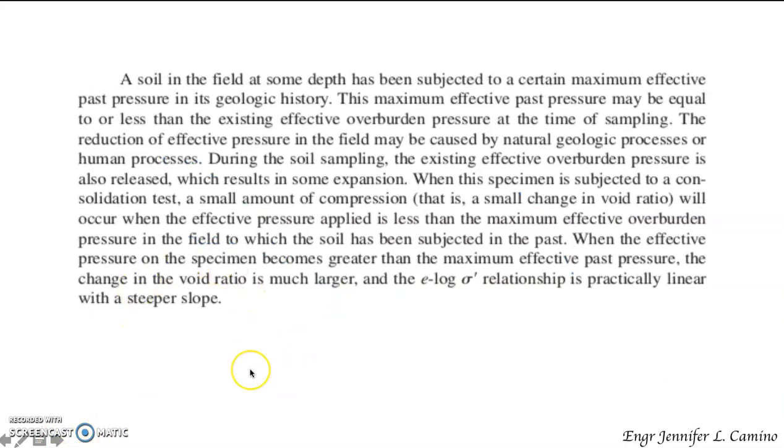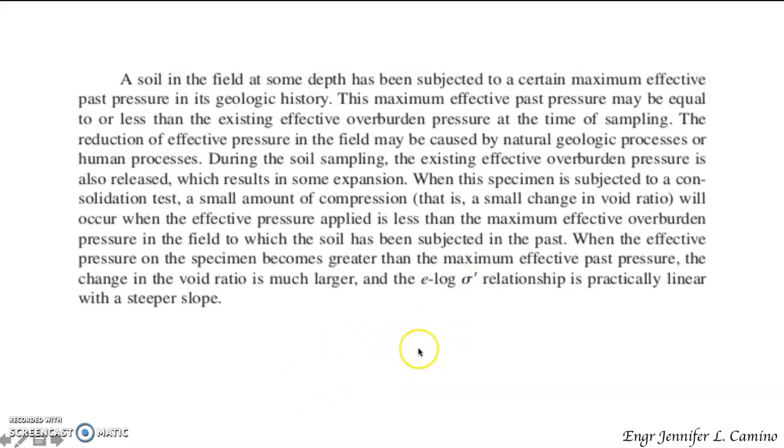A soil in the field at some depth has been subjected to a certain maximum effective past pressure in its geologic history. This maximum effective past pressure may be equal to or less than the existing effective overburden pressure at the time of sampling.